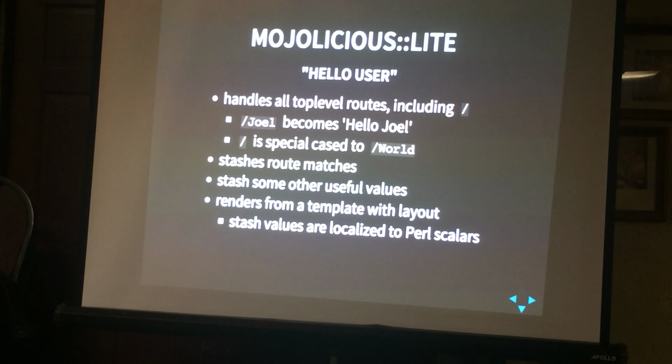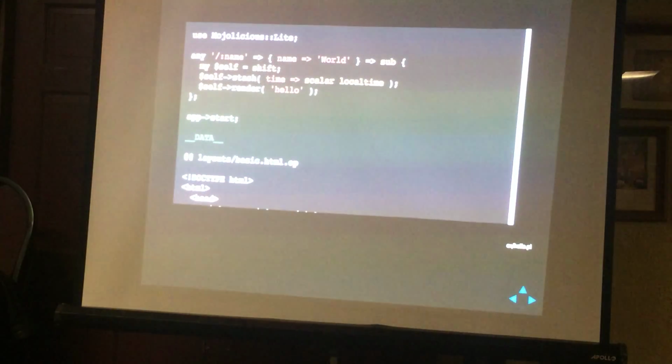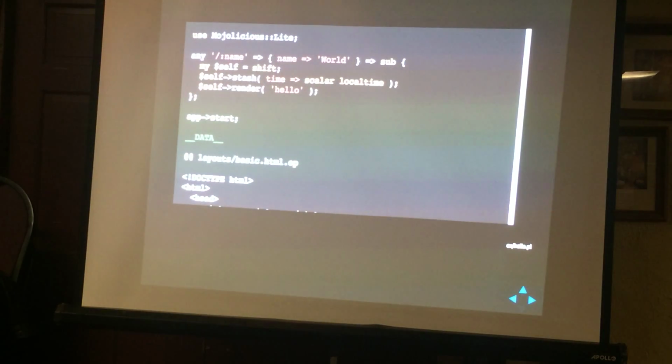Stash is very similar to Catalyst if you're used to Catalyst. Just a bucket that goes along with a request that lets you store things to be used later. And then we're going to stash some other useful values just to show you how that works. And then we'll render a template. So once again, we have a handler with any. So this is any meaning get, post, whatever.